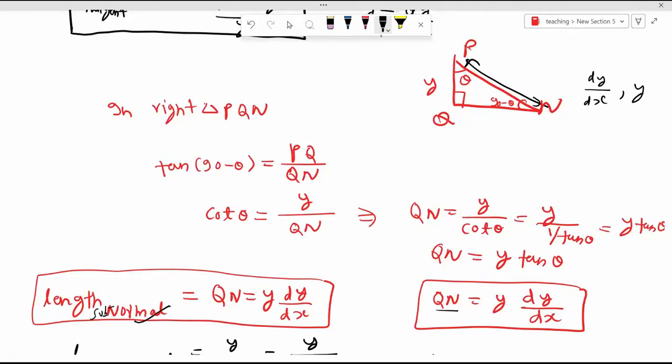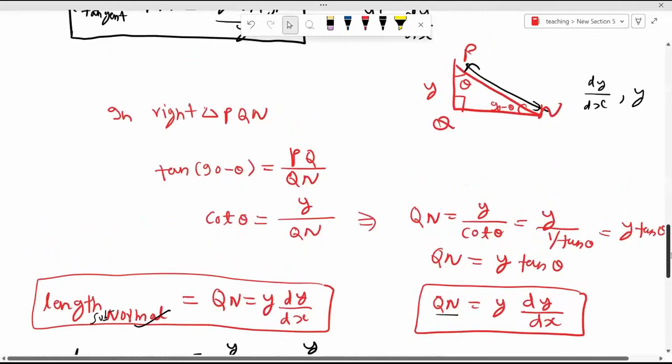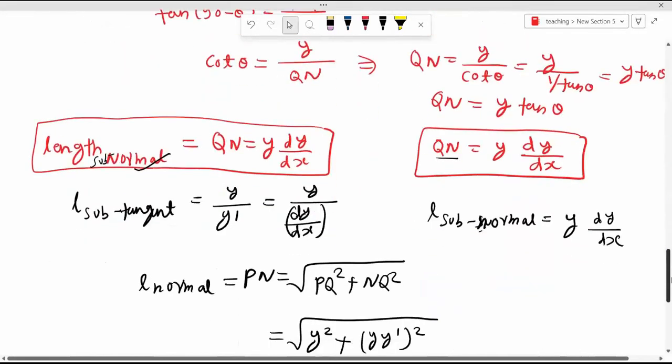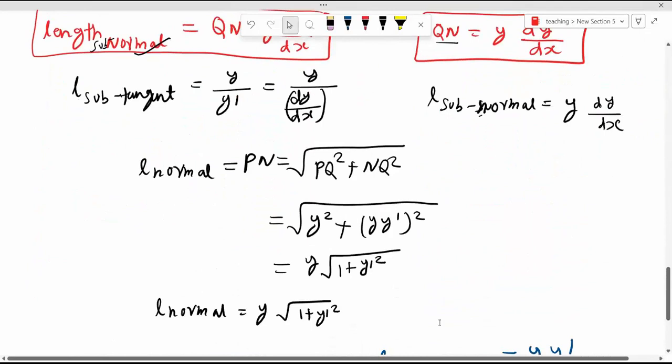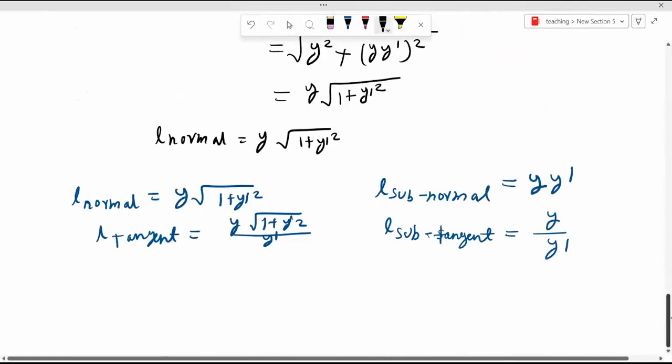Next we move towards finding the length of the normal, which is PN. What is the value of PN? PN is equal to under root PQ square plus QN square. On putting in these values, we get the length of the normal as y under root 1 plus y dash square. So we write all these values here. Length of normal is y under root 1 plus y dash square. Length of subnormal is y y dash. Length of subtangent is y by y dash. Length of tangent is y under root 1 plus y dash square upon y dash.